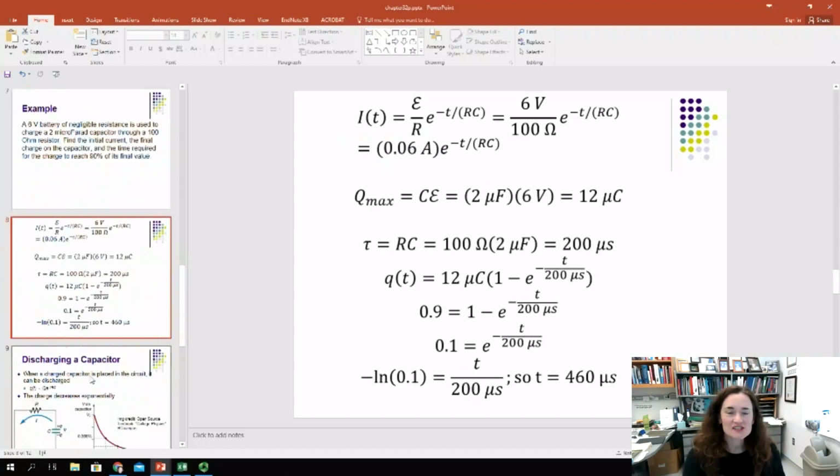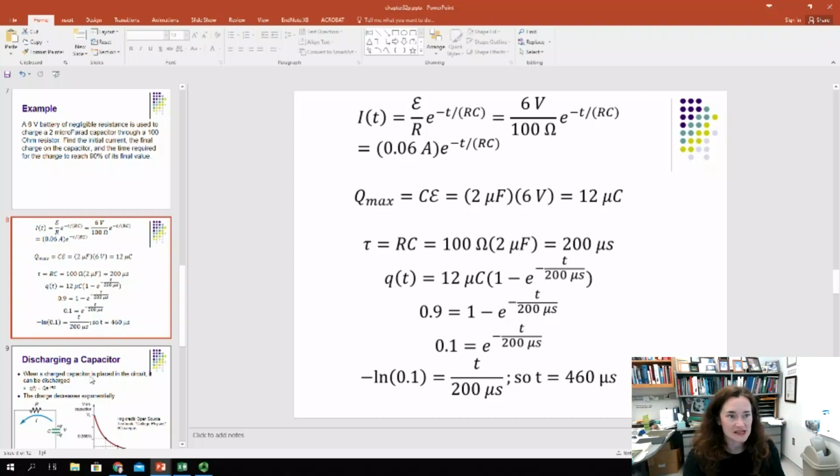Okay, so let's look at those equations that we already talked about. Your current, I of t, is the EMF over R times e to the minus t over RC. So now plugging in the values into that equation, we have the EMF over R is equal to 6 volts divided by 100 ohms times e to the minus t over RC. Well, the max current will be the current when t is equal to 0. And then that exponential, e to the minus t over RC, will go to e to the 0, which is 1. And so that means that the coefficient that multiplies your exponential, 6 volts divided by 100 ohms, is your max current, or 0.06 amps.